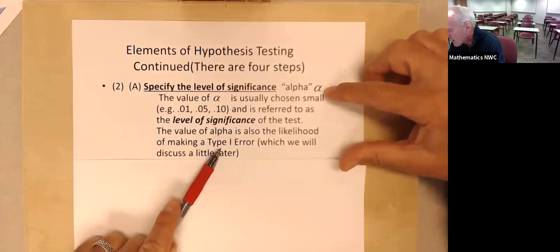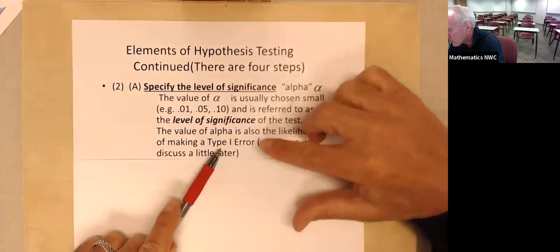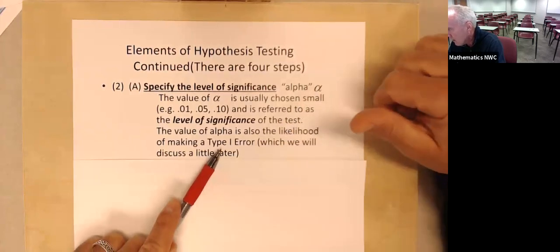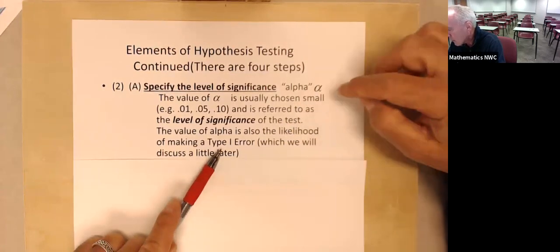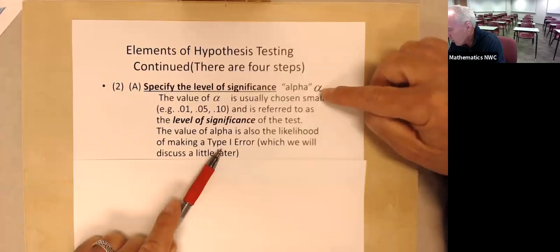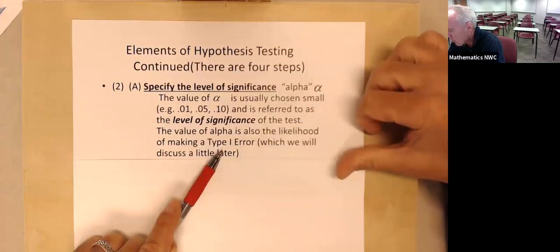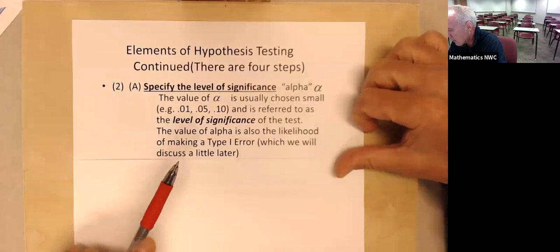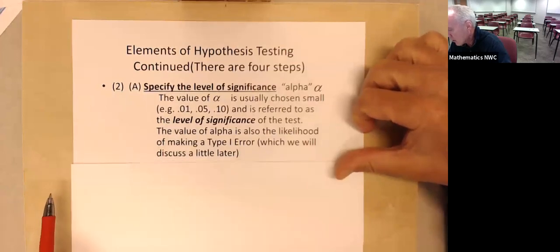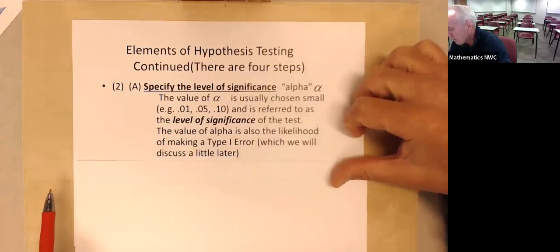That's why when we list alpha to be 0.05, it means there's a 5% chance we'll make a type 1 error. If we want to be safer, we would list this alpha as 0.01, which means then there would be a 1% chance of making a type 1 error. We want to keep the likelihood of making a type 1 error low, because it's considered to be a very bad error. Okay?